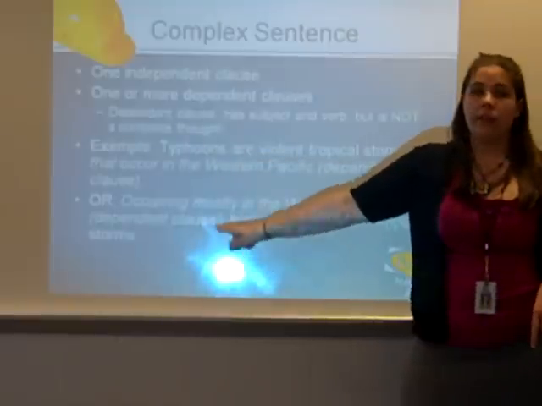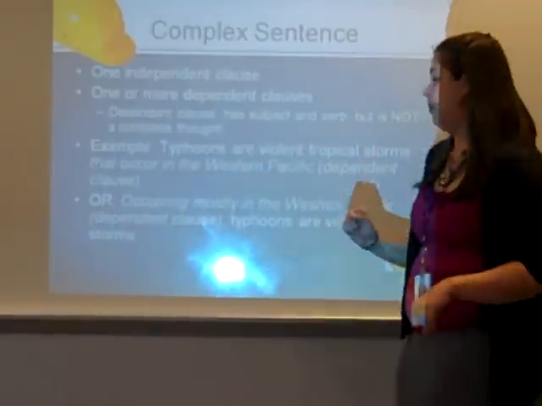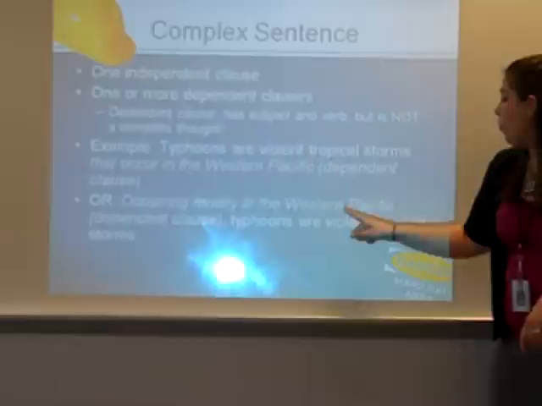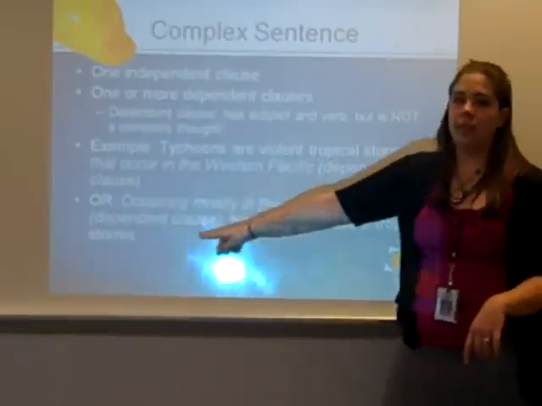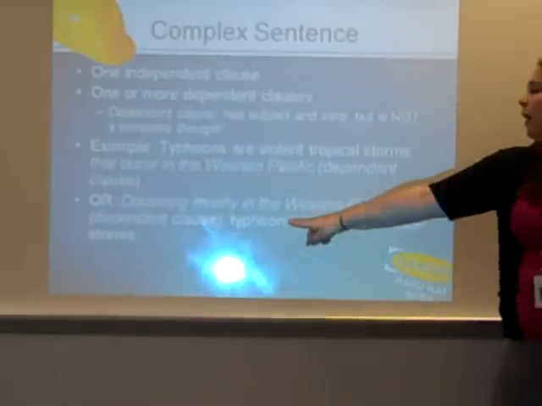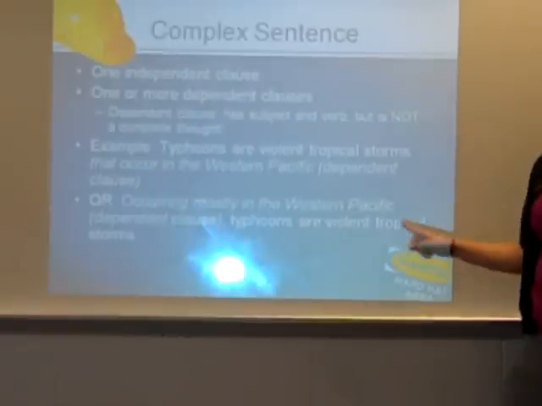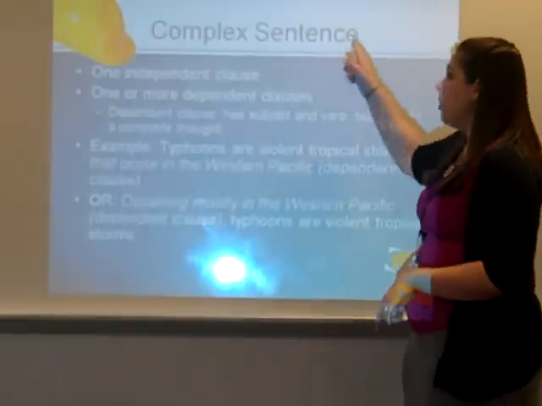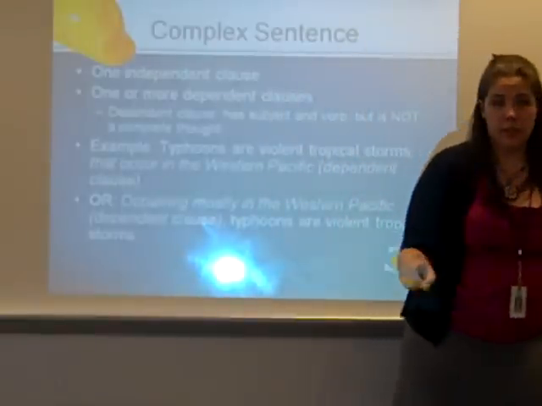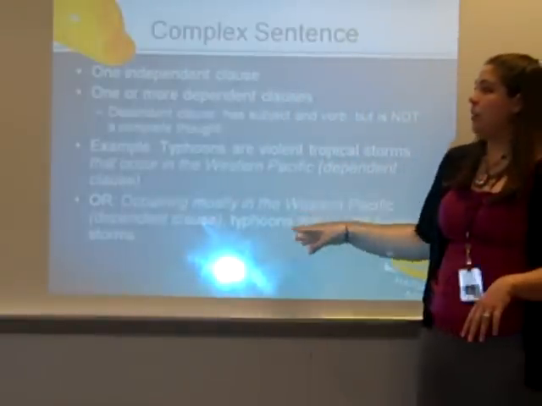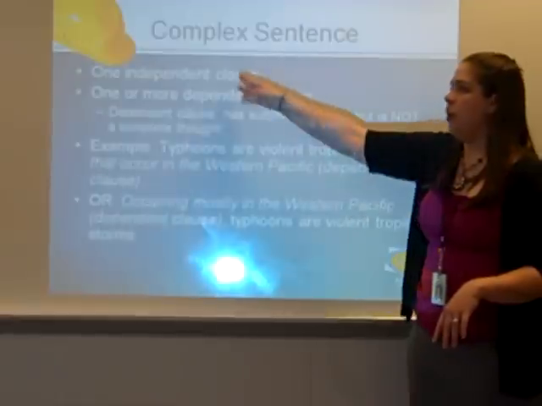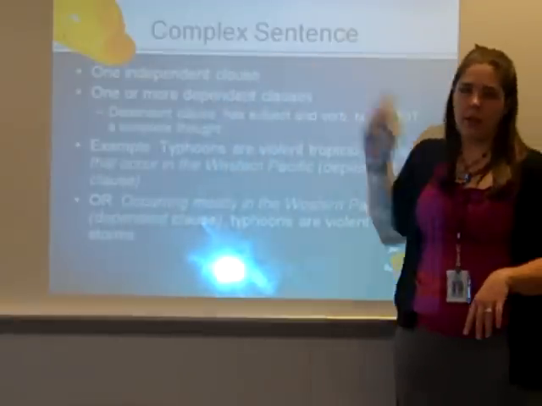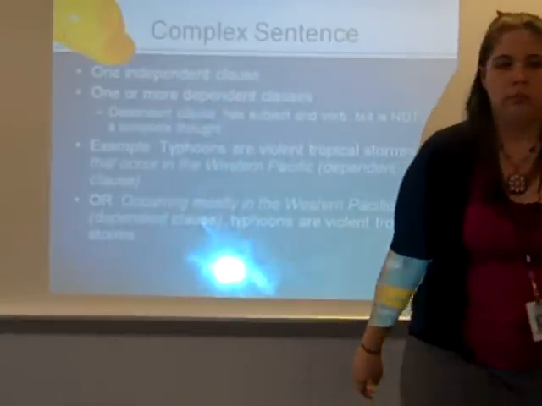There is another way to write this, to put the dependent clause first. Occurring mostly in the Western Pacific. Again, it's almost identical. And we've got a comma here. Typhoons are violent tropical storms. Think of complex sentences like a single parent with a kid. The kid is dependent on the other clause to take care of it and help it stand on its own.